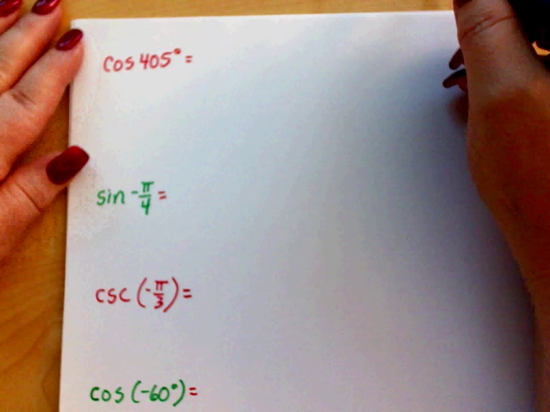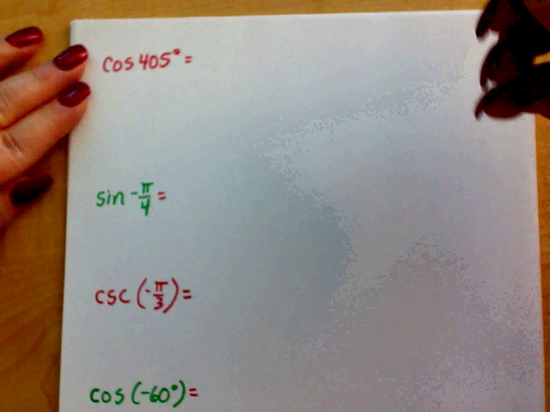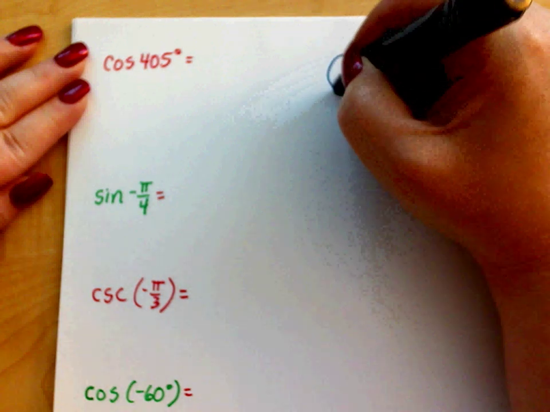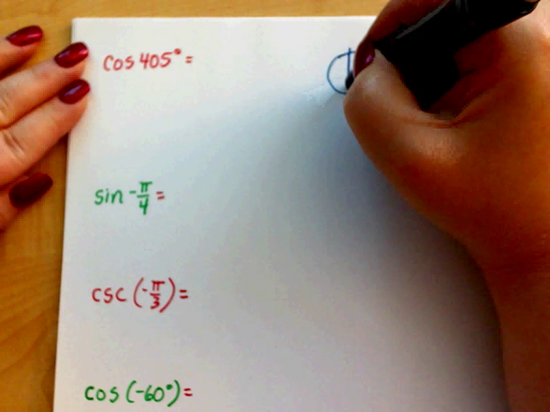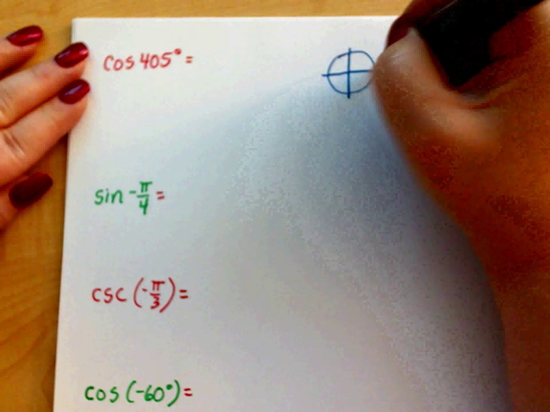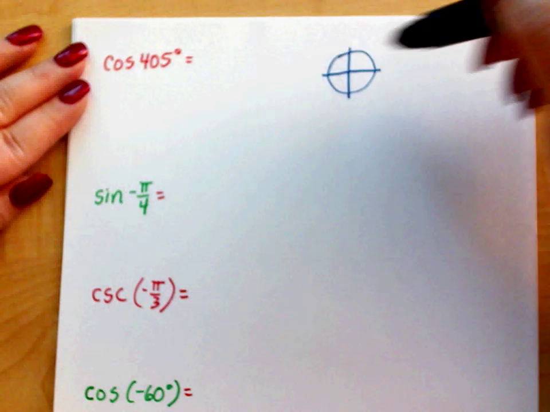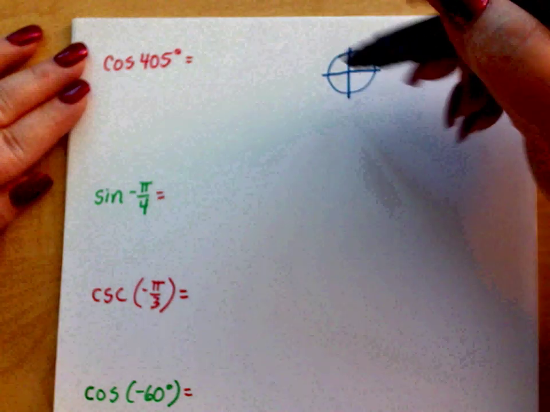Alright, now we're going to find trig values. The first one here says, what is the cosine of 405 degrees? So to solve this, I'm going to use my unit circle. To start with, 405 degrees, I don't know where it is on the unit circle because it's an extra rotation.